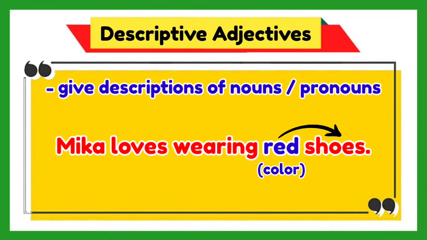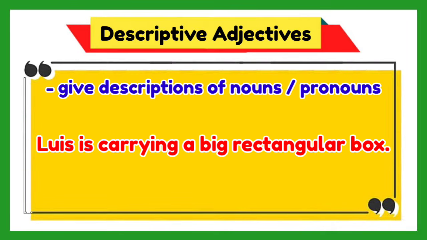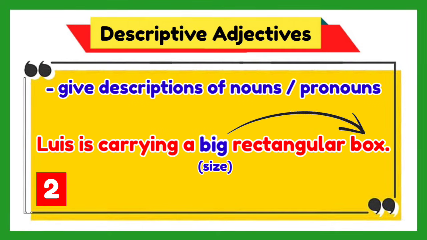Okay? Another one. Luis is carrying a big rectangular box. In this sentence, there are two descriptive adjectives. These are big, which tells the size of the box, and the other one is rectangular. It tells the shape of the box.